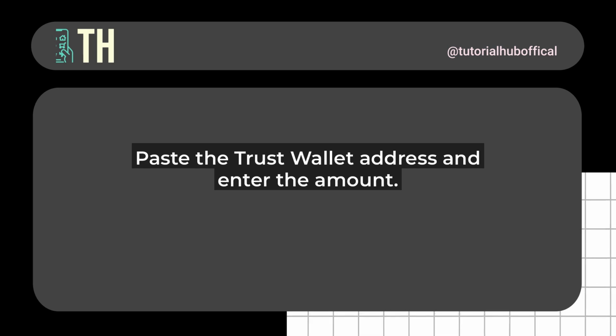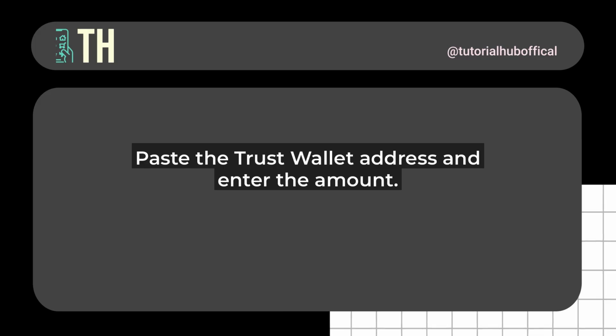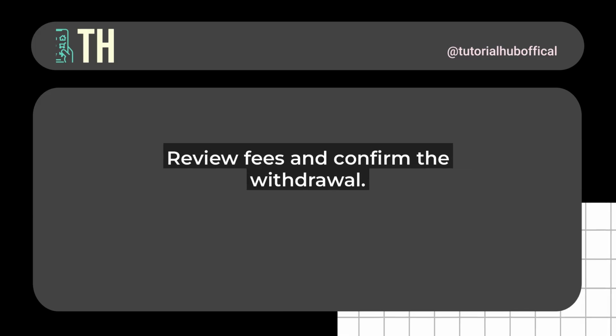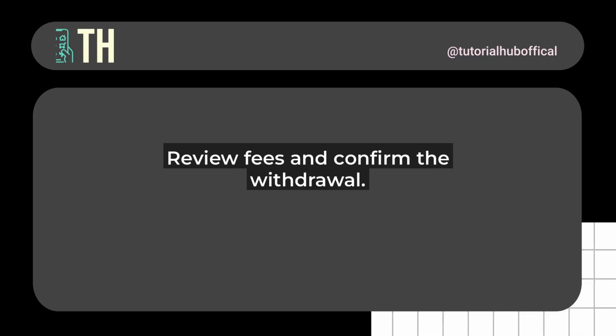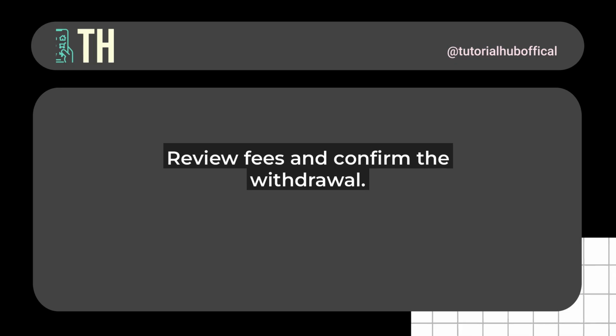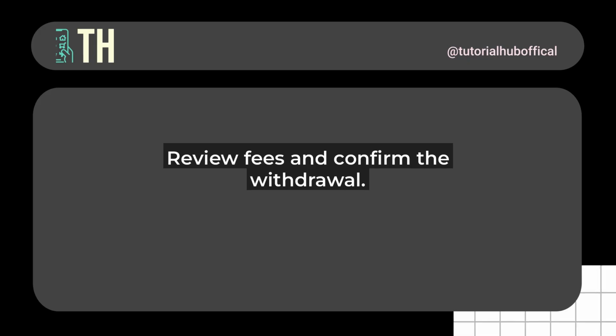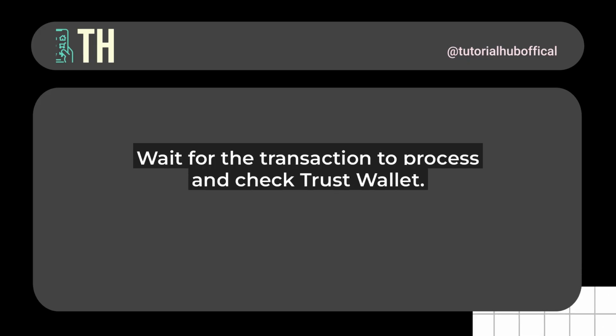Now, head back to Uphold. In the XDC section, look for the Withdraw or Send option. Paste the wallet address you copied from Trust Wallet into the recipient field. Enter the amount of XDC you want to withdraw, making sure it's above any minimum limits set by Uphold. You'll also see network fees, so review those before proceeding. Hit the Confirm button, and Uphold will process your withdrawal.